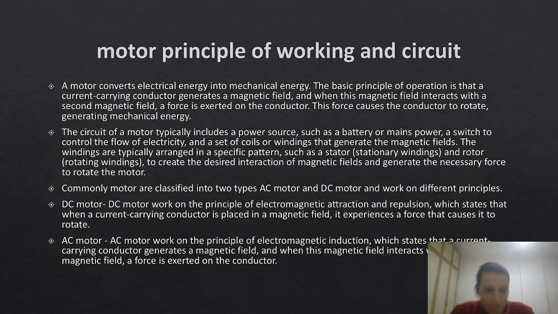DC motor and AC motor. DC motors work on the principle of electromagnetic attraction and repulsion between the stator magnetic field and rotor magnetic field, which states that when a current carrying conductor is placed in a magnetic field, it experiences a force that causes it to rotate. This force is a force of attraction and repulsion between the two magnetic fields.